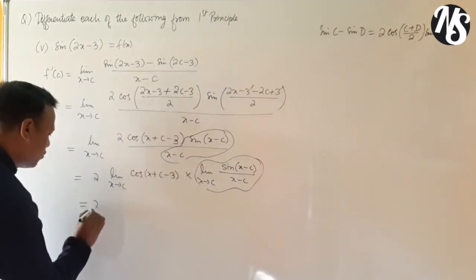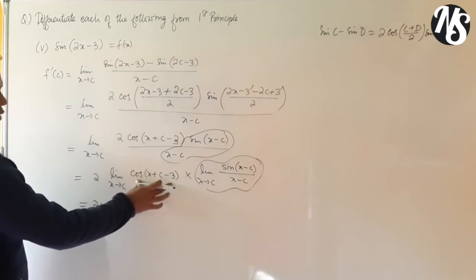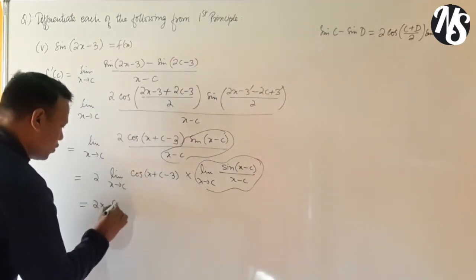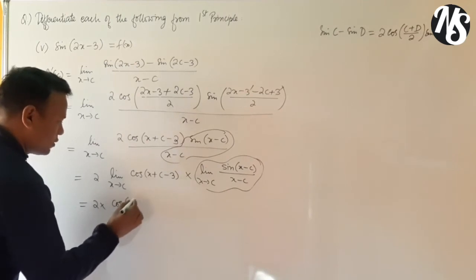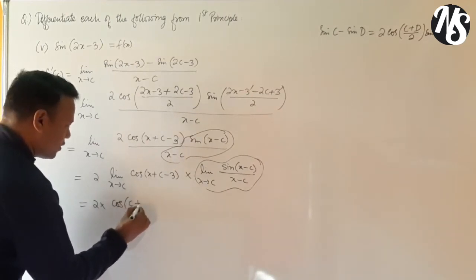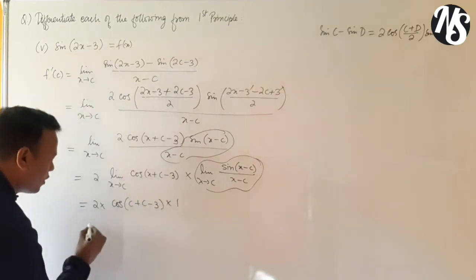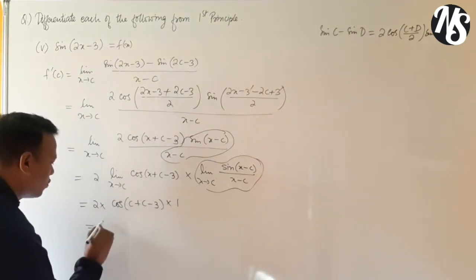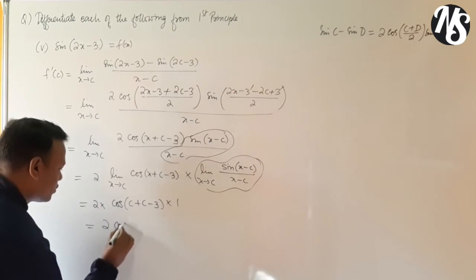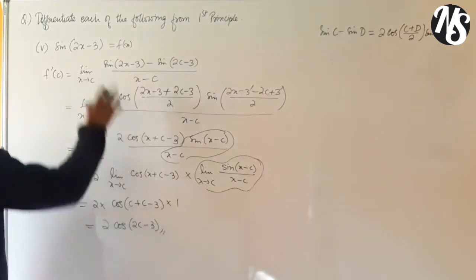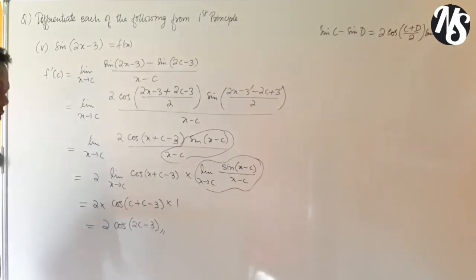So this becomes 2 into, now you can substitute the value of x to be c. So if I do that, then I'll get 2 cos(c plus c minus 3) into 1. Now when you simplify this, 2 into 1 is 2, and this becomes cos(2c minus 3). So this is my answer for this particular question. Pause the video and note it down.